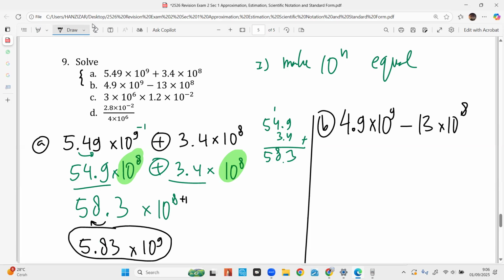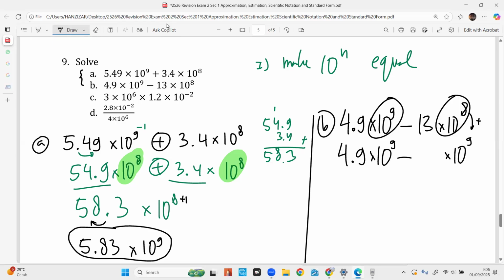Now, I ask one more student, boy. Luis, what power do you want to convert? To 9 or to 8? Make the same power. The 1 to 9, right? 9, okay, nice.